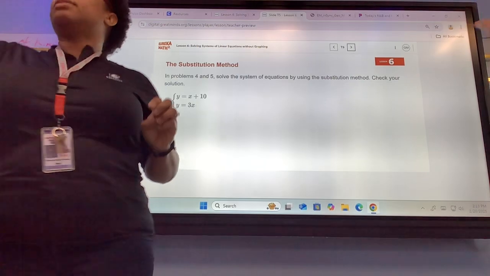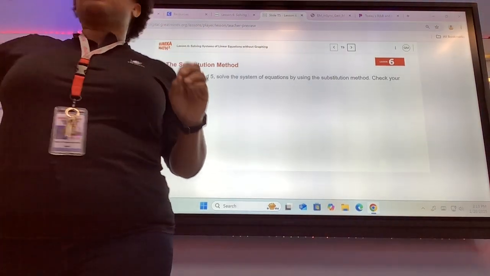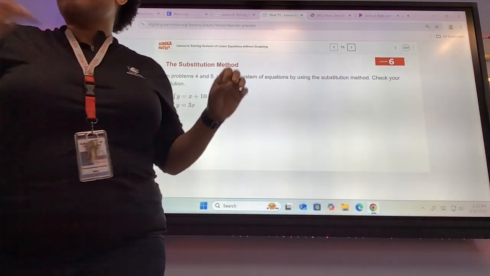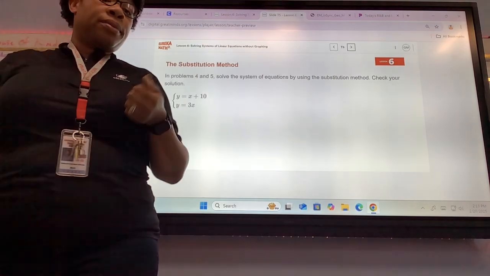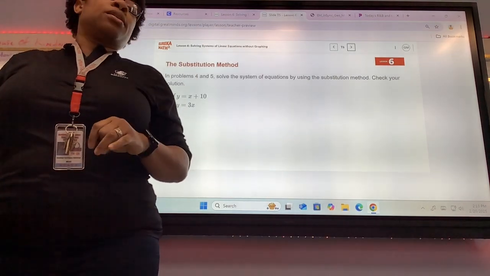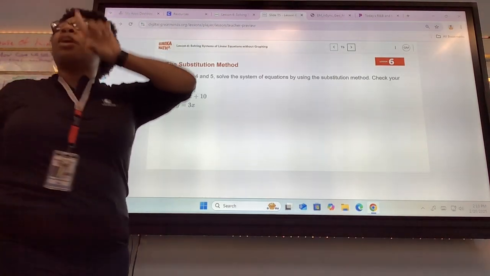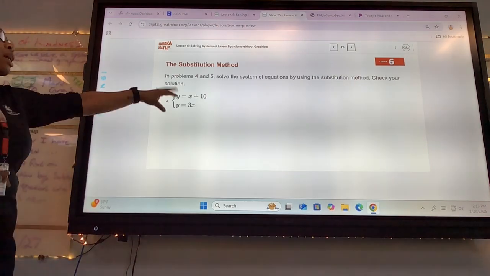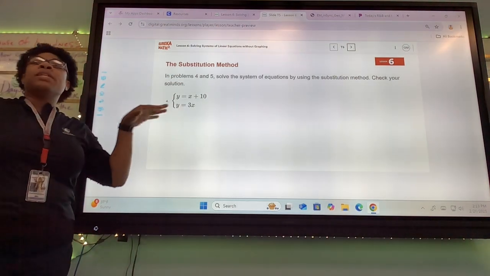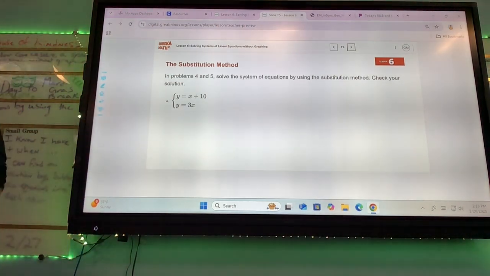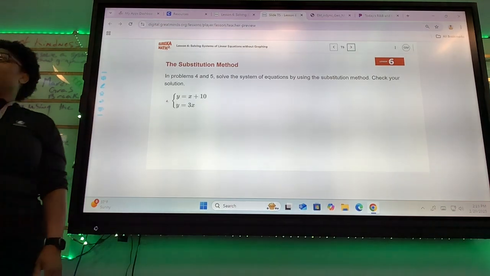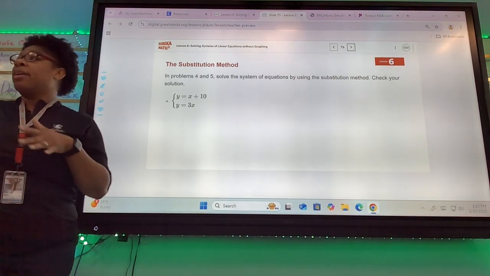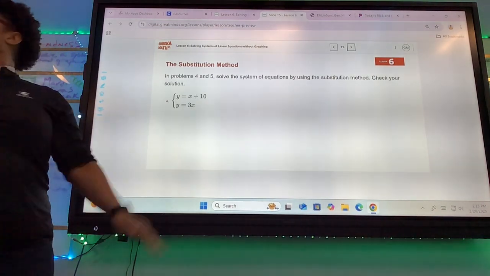No, not that part. Solution steps. Substitution steps, I meant to say. Hold that thought, Tanner. Isabella, what you got? The first step is solve one of the equations for a variable. Looking at these, can we say that we have a variable by itself for at least one of the equations? Yes, we have y equals.